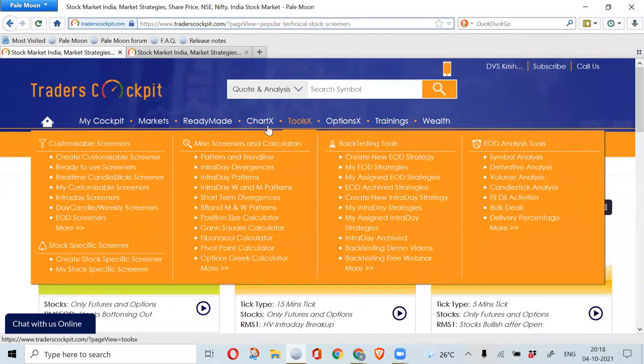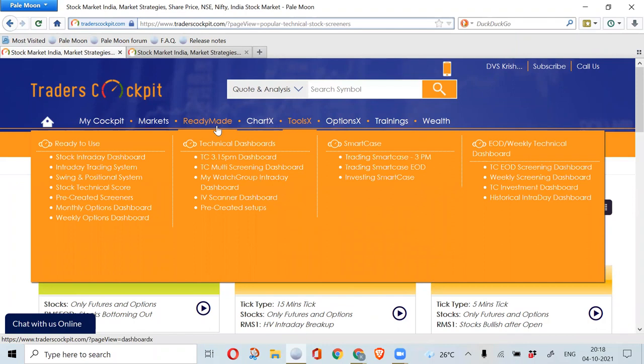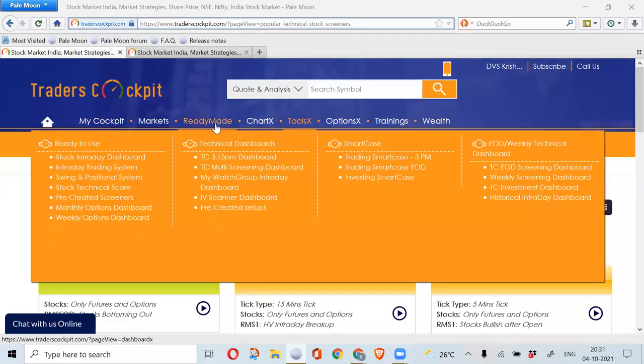Now we shall see the details about positional trades, swing and positional trades. So what are all the tools available for swing and positional trades? We shall see them here. So for swing and positional trading, for which you trade for 2 to 3 days or for a week period of time, you go to ready-made dashboard and then the swing and positional trading system. I repeat, the ready-made dashboard, swing and positional trading system, the third option.